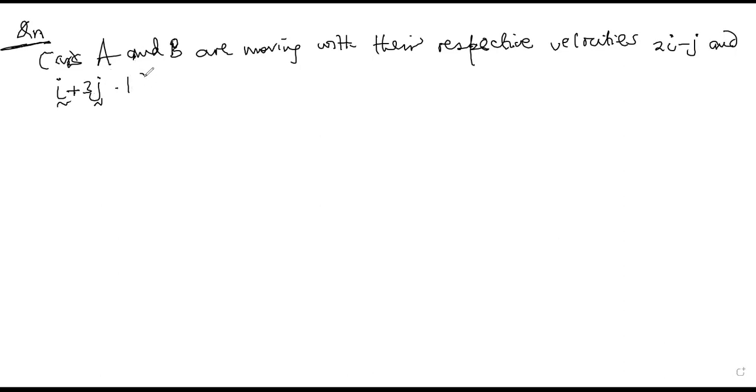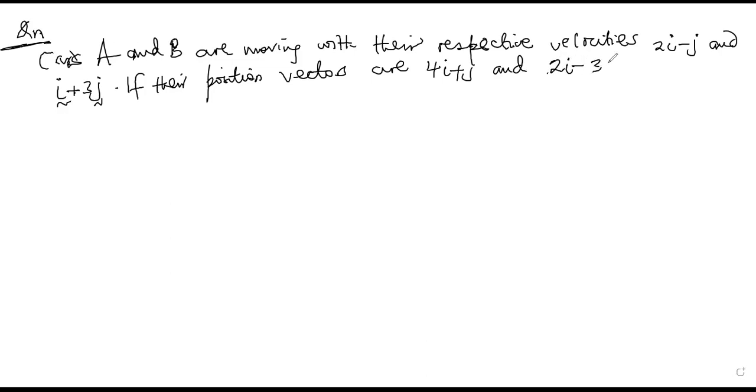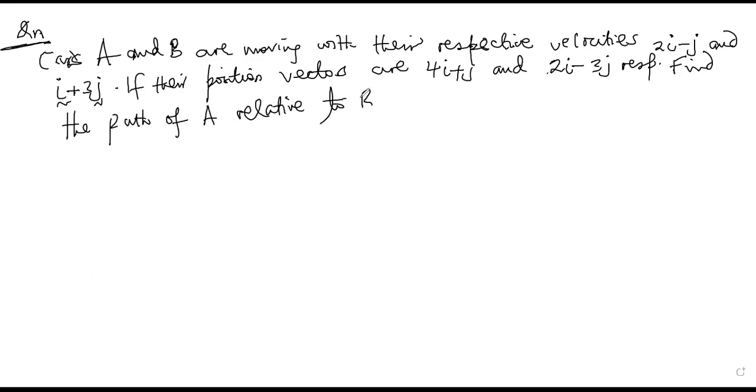If their position vectors are i plus j and 2i minus 3j respectively, find the path of A relative to B at any time t.